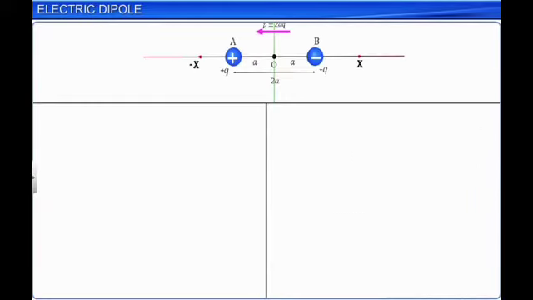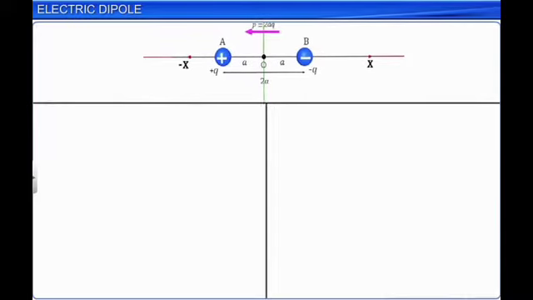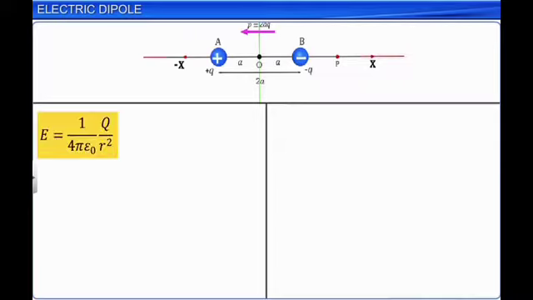Let us now obtain the electric field strength, E, at a point P on the axis of the electric dipole, which is at a distance x from the midpoint O of the dipole. The magnitude of electric field strength E due to a charge Q at a distance r from it is given by E equals 1 by 4 pi epsilon naught into Q by r square.